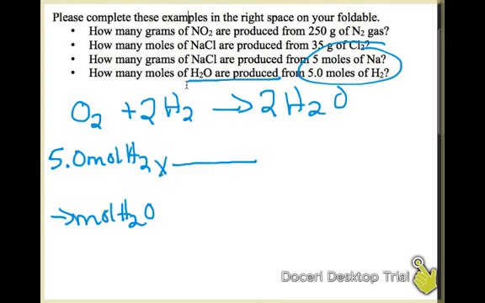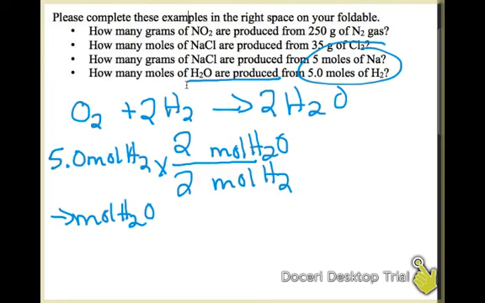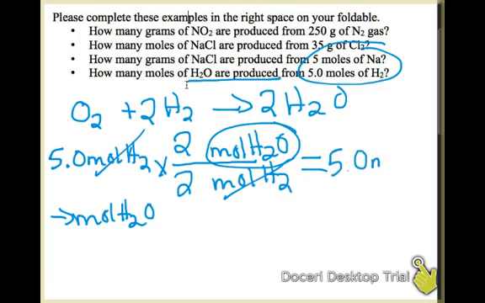I'm going to put the moles I want. I want H2O. I have H2. So now I just need to use my balanced chemical equation to come up with my numbers. The coefficient in front of H2O is a 2. The coefficient in front of H2 is also a 2. This unit cancels out this unit. We're left with moles of H2O, which is what we wanted. So this is an easy one-step conversion. And honestly, the math is easy as well. 5 times 2 divided by 2 is going to give us 5 moles of H2O.